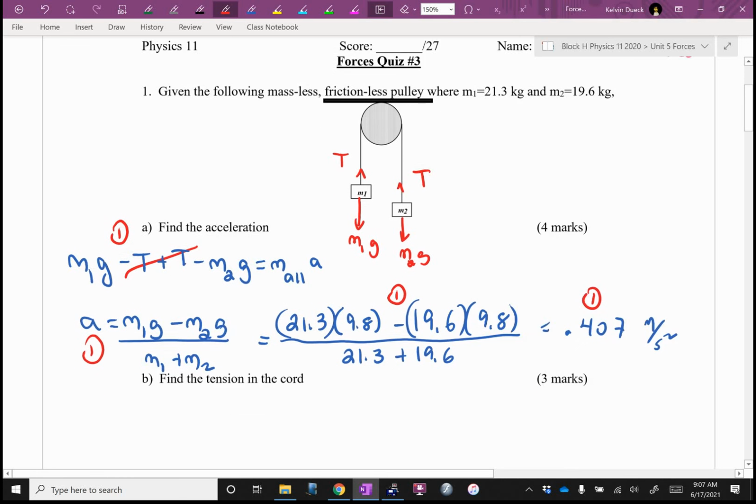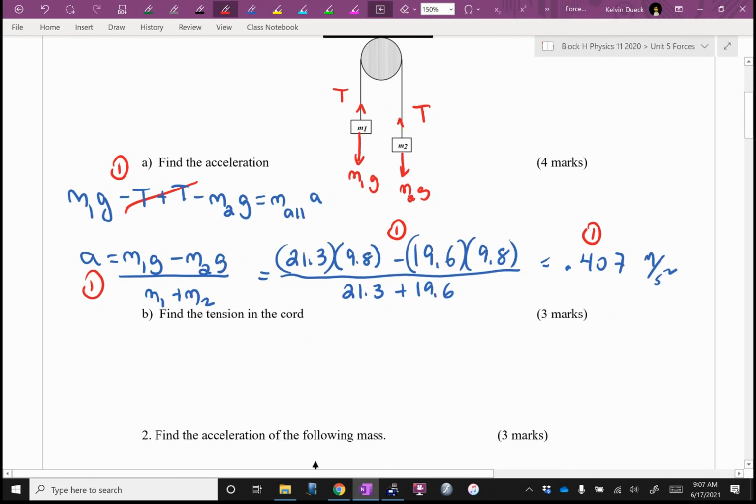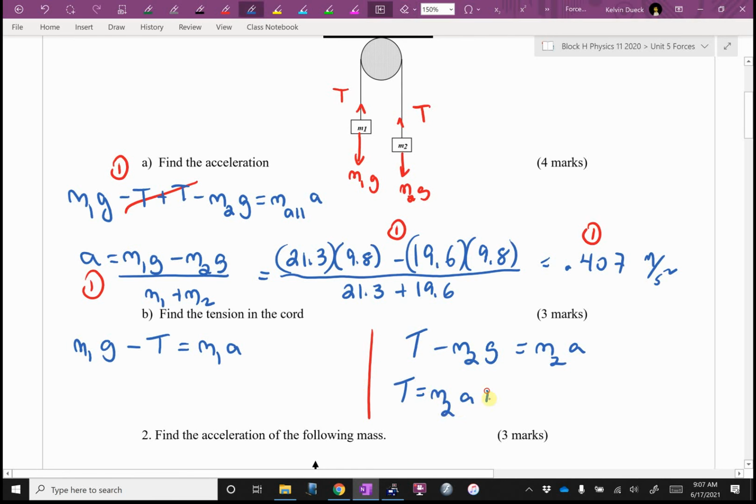Find the tension in the cord. I'll do it quickly both ways. You can either go M1G minus tension equals M1A, or you could go tension minus M2G equals M2A. For an individual force, you do an individual mass equation. I'm going to solve the right one because it's a little easier to get the T by itself. Here you would swap and have M1G minus M1A equals T. Here I'm going to have tension equals M2A plus M2G.